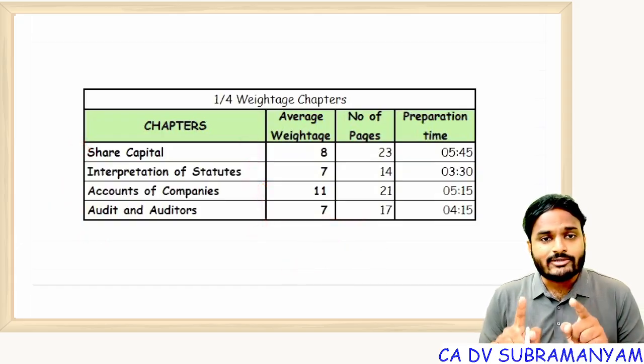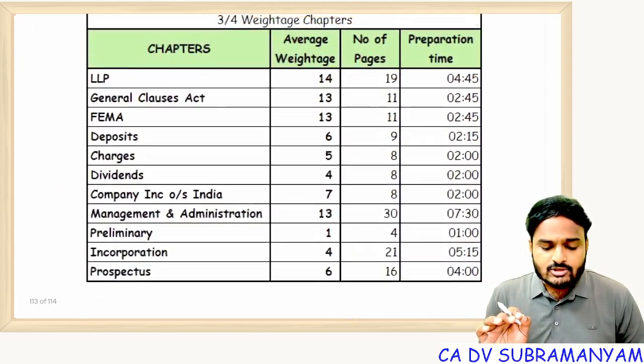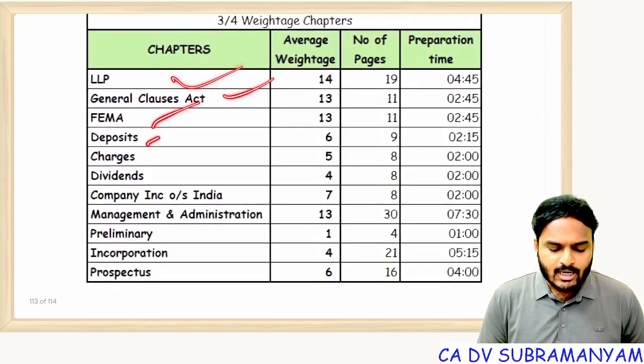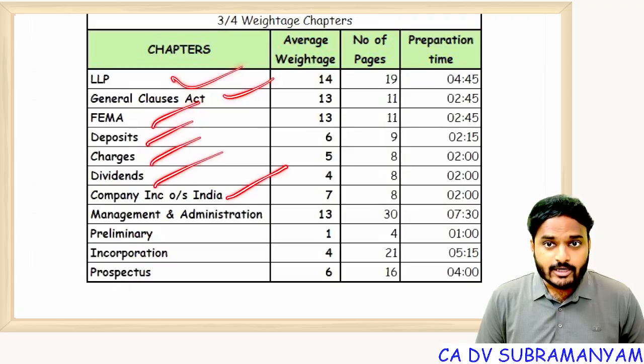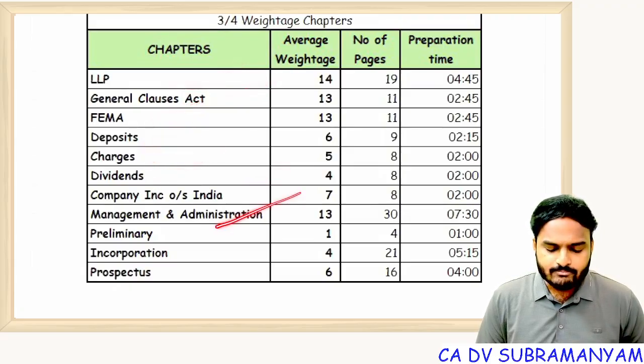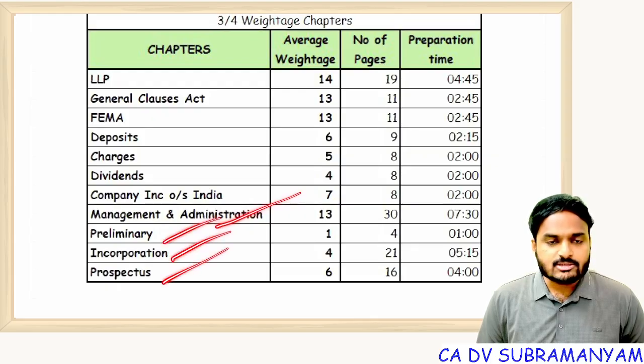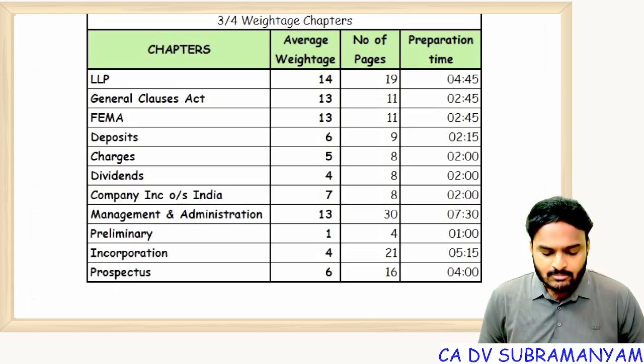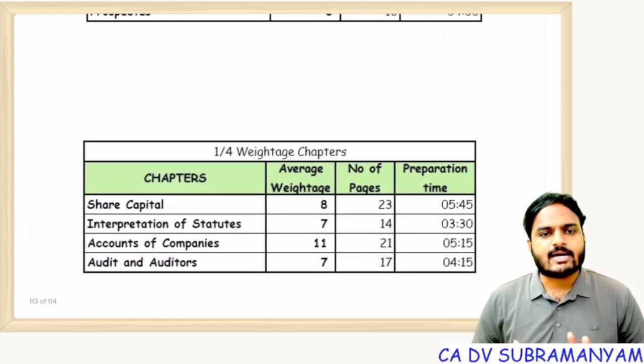I'm not telling you to ignore these chapters, but I'm telling you first you complete these chapters. LLP, General Clause Act, FEMA, deposits, charges, dividends, foreign company, that means company incorporated outside India, MGT, preliminary incorporation prospectus. First, you complete these chapters. And if you find time, then go with 1/4 weightage chapters.